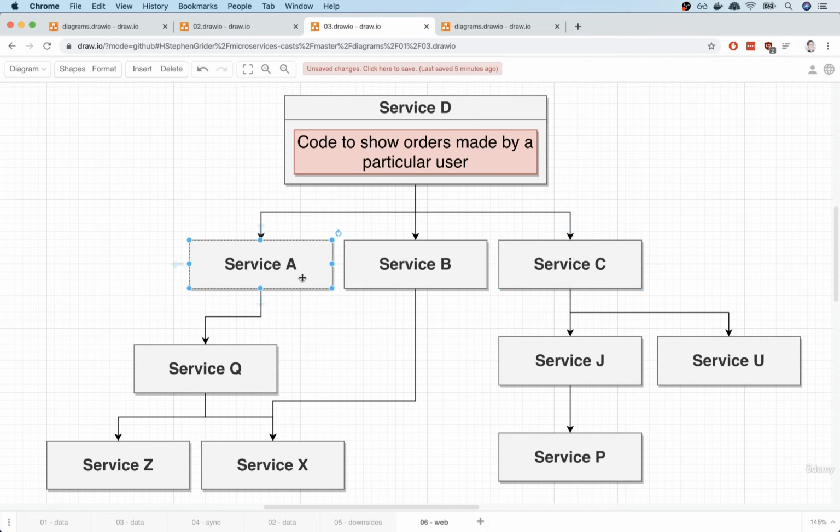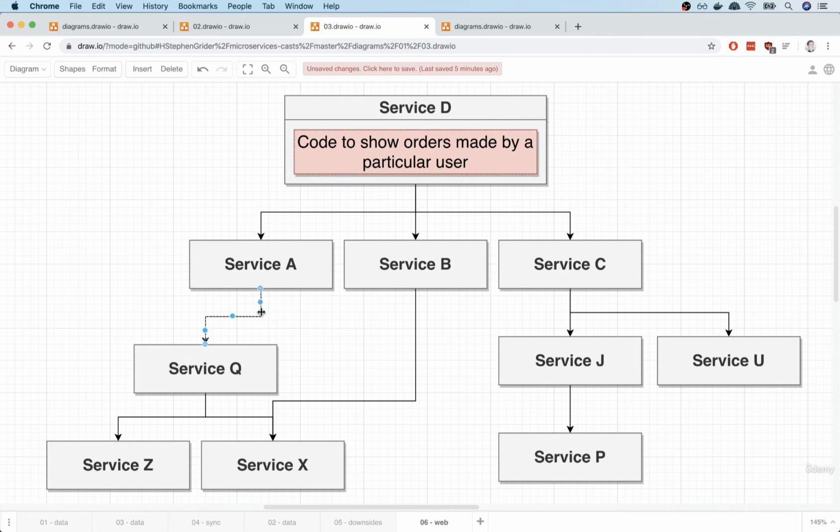And it turns out that service A internally, to work correctly, might need to make its own request over to service Q. And service Q in turn might need to make its own request to Z and X down here. And so you can really start to imagine that to service any given request, like the one coming from service D right here, there might be a huge multitude of requests going on behind the scenes. Dozens, if not hundreds of requests just to service this one simple original request that came into D.